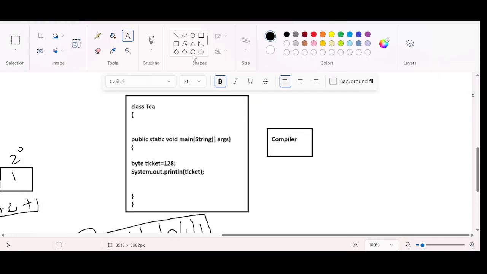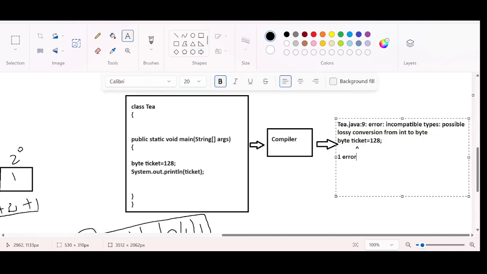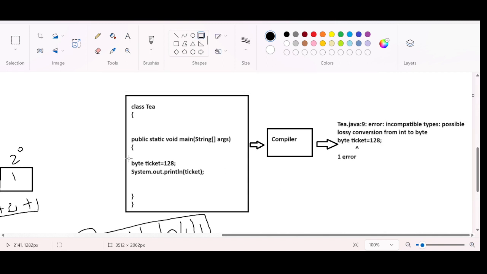So the compiler is not happy with our code, and after compilation the execution is not happening, because the compiler has found some error in our code. This is the error: possible lossy conversion. Exactly at line number 9. This is line number 9.